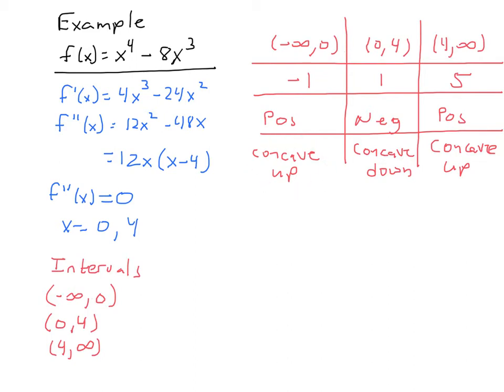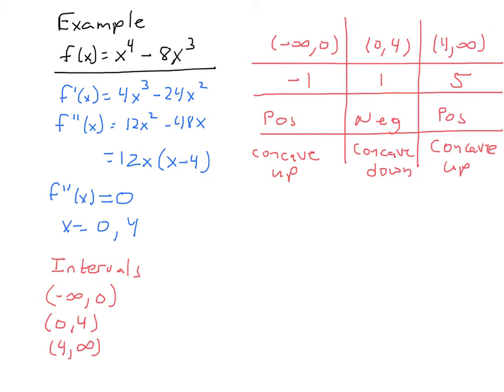Next thing I do is use the number 1, my second test value of 1. When I plug that in for x, I'm going to get 12 times a negative 3, which is going to be a negative 36. So I know that on the interval from 0 to 4, my second derivative is going to be negative, and therefore my function is concave down on that interval from 0 to 4.